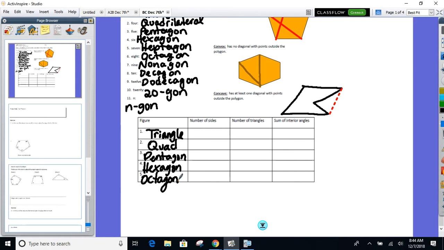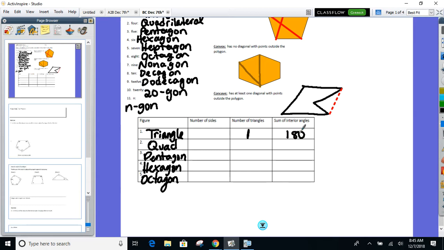When you start working in your group, obviously you're going to fill in the number of sides. I don't have to fill in that for you. Now, the number of triangles formed. Let me show you what I mean by that. We can fill it in for triangle real quick. There's only one triangle formed. And what's the sum of the interior angles? Okay, 180 degrees. That's not too bad.